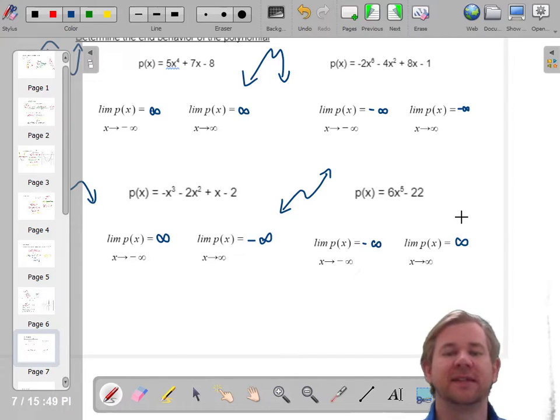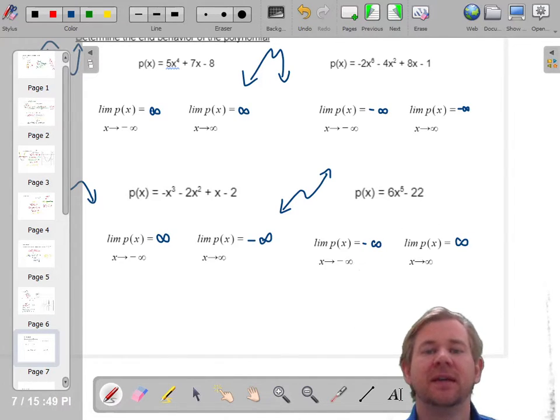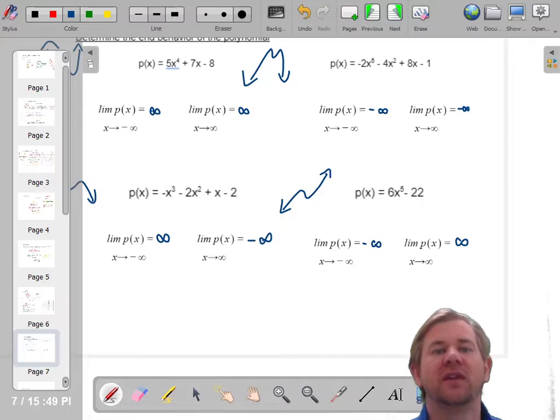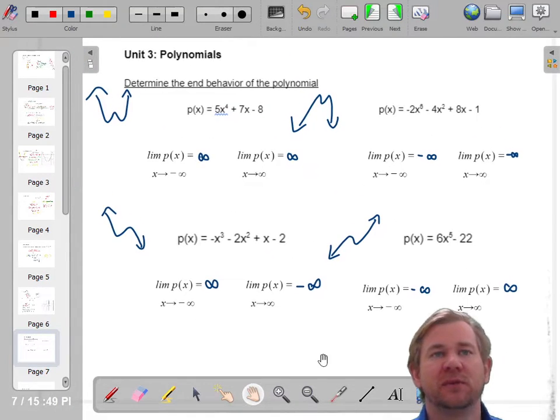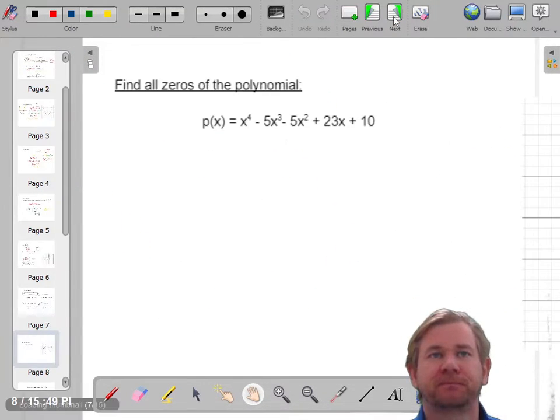There's only 4 things that can happen when you only have 2 endpoints, and you just need to remember those 4 things. And we made a little chart. That would probably be the best way to memorize that.